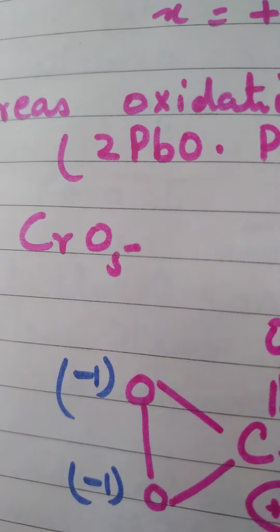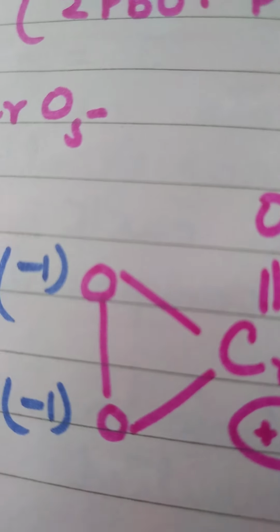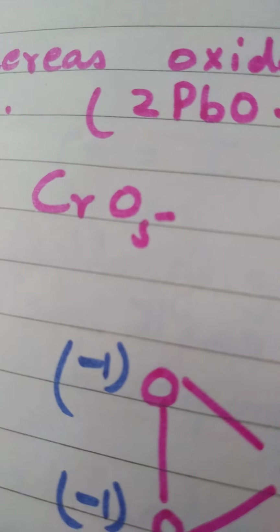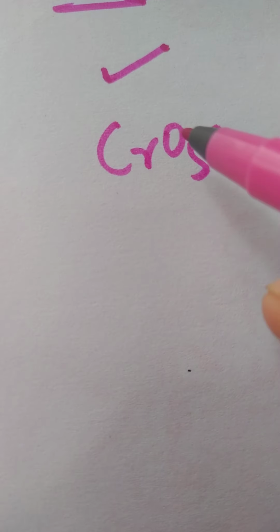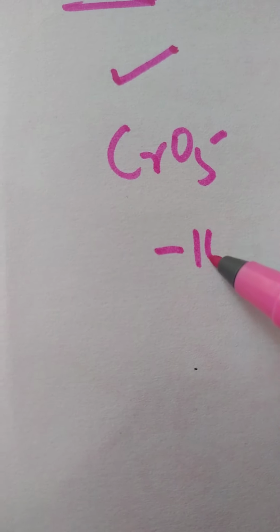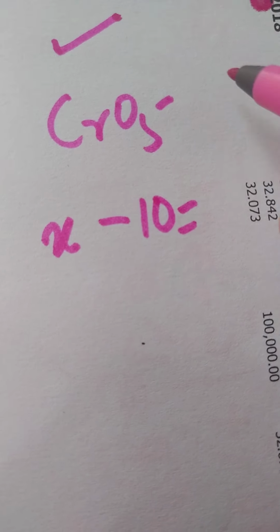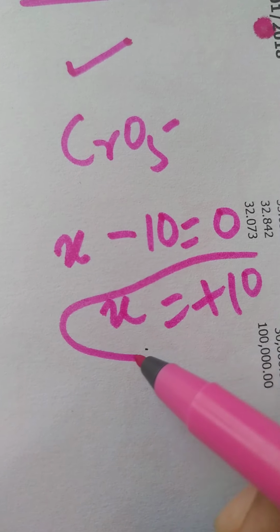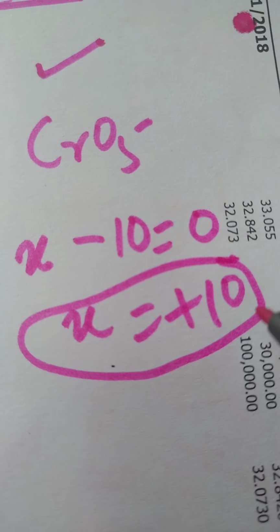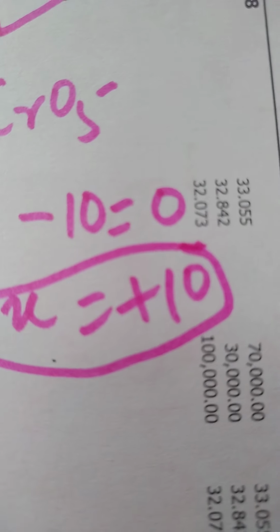We have CrO5. This is a typical example. Now in CrO5, what will be the oxidation number of chromium? Right? In CrO5, oxygen is minus 2 into 5, minus 10. And for chromium we will take it as X. This will be equal to charge, which is 0. Therefore X will be equal to plus 10. Right? That means oxidation number of chromium is plus 10. But oxidation state of chromium cannot be above plus 6.